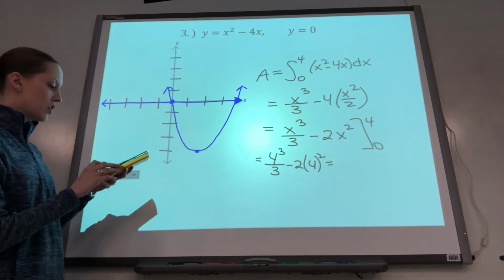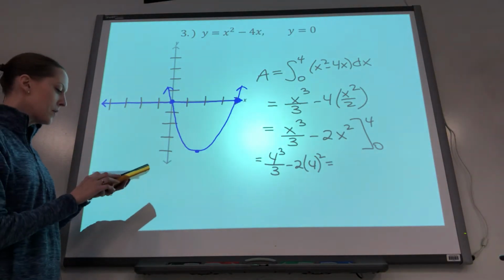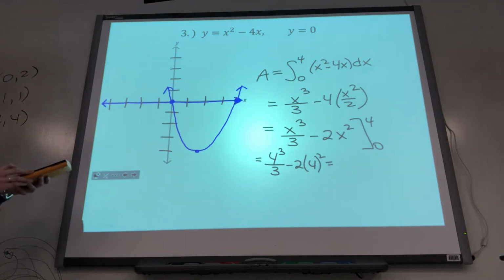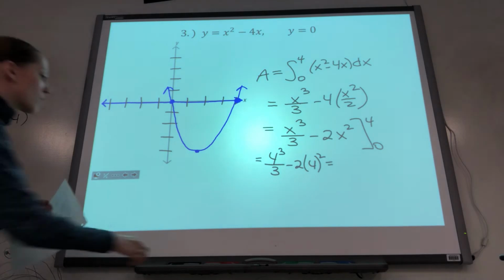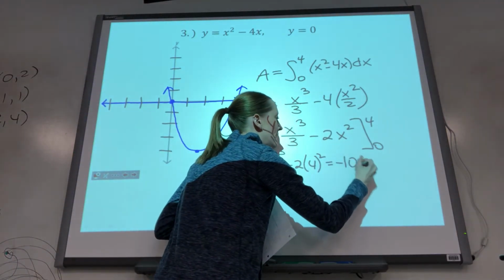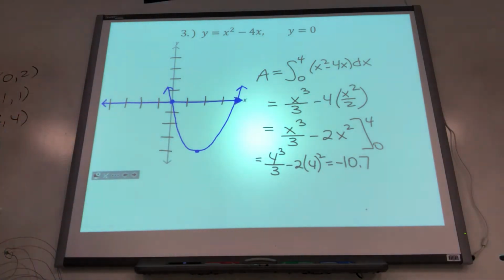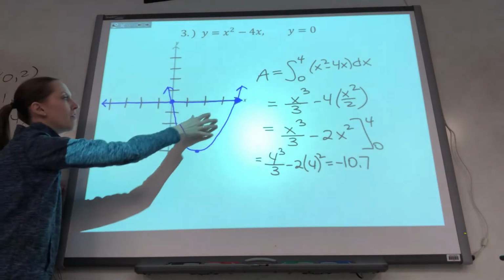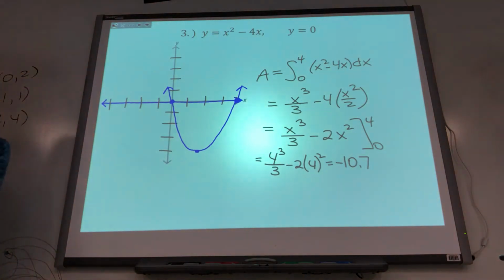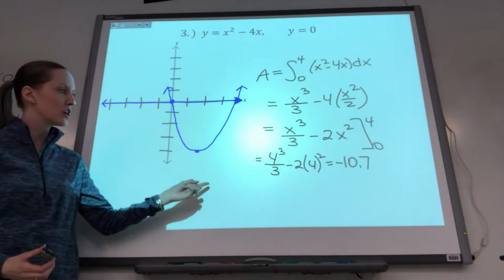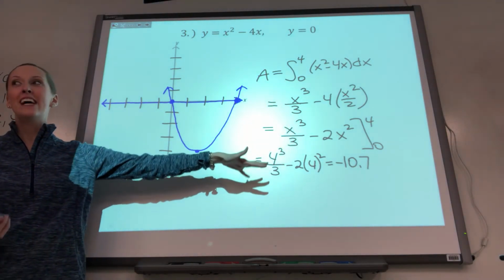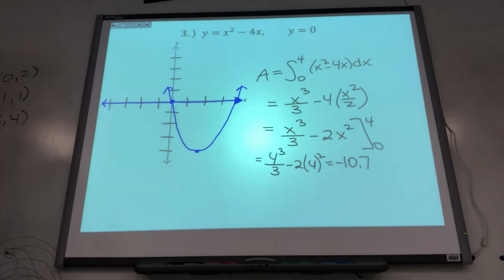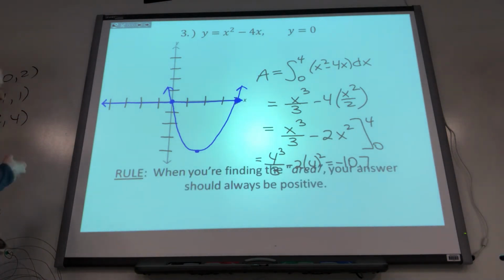So 4 cubed divided by 3 minus 2 times 16, basically. 4 squared is 16. That, if you round it off, gives you back a negative 10.7. Now, here's what we kind of have to think about in this problem. If we are finding the area of a region, just in general, the area of a region, should it really ever be negative? No.